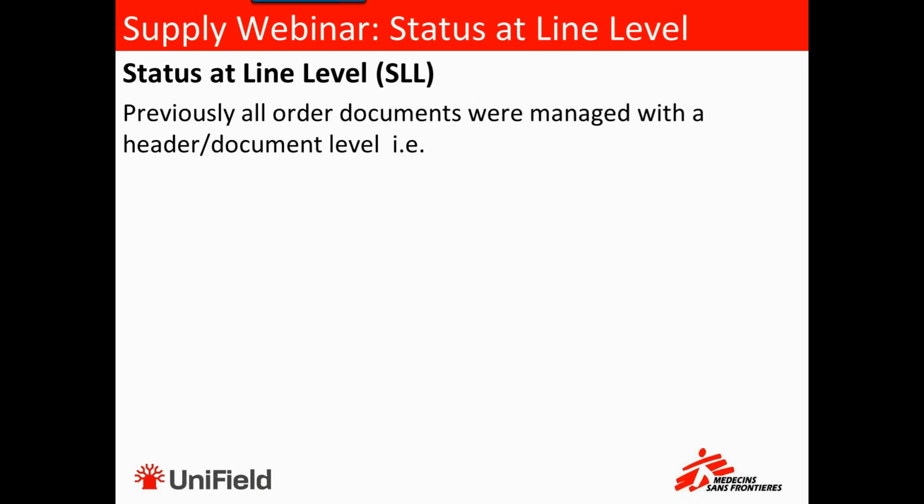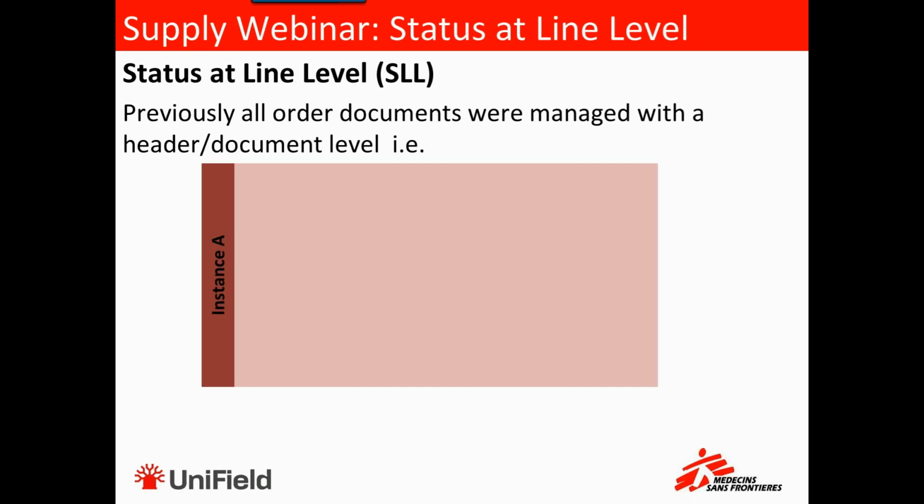Status at line level. So previously in UniField, all documents were managed at header or document level. What do I mean by that? It means here I have an instance, let's say instance A. It can be that you're from the project, or that you're coming in from coordination. It really doesn't matter, just the instance and how it's going to function with the new version 7. So we have a UniField instance A, it can be project or coordination.